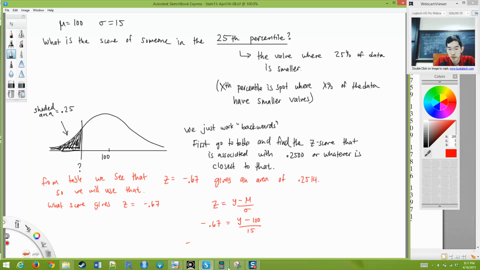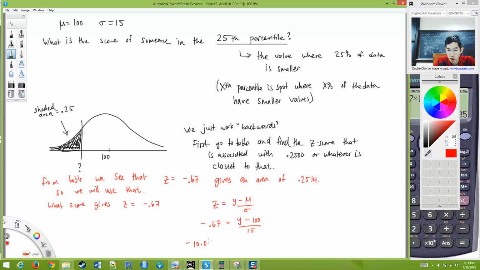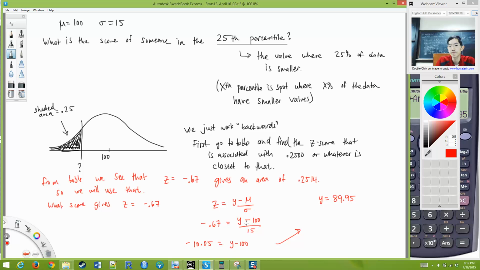Negative 0.67 times 15 gives me negative 10.05, equals y minus 100. And so that gives me y equals 89.95. So the score here, practically 90, 89.95.